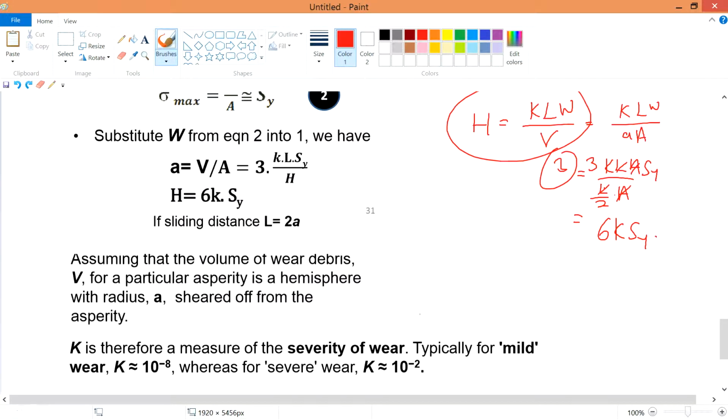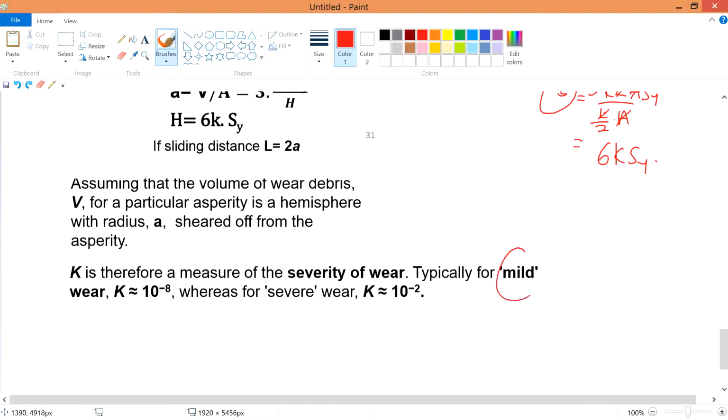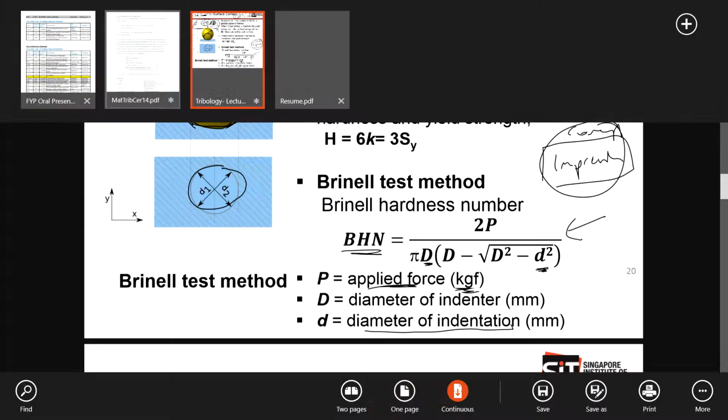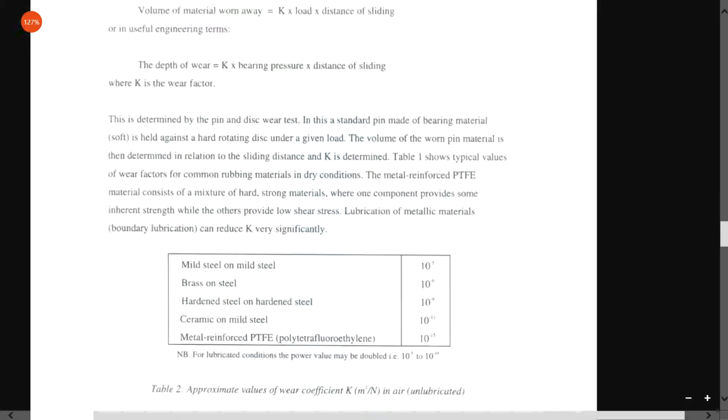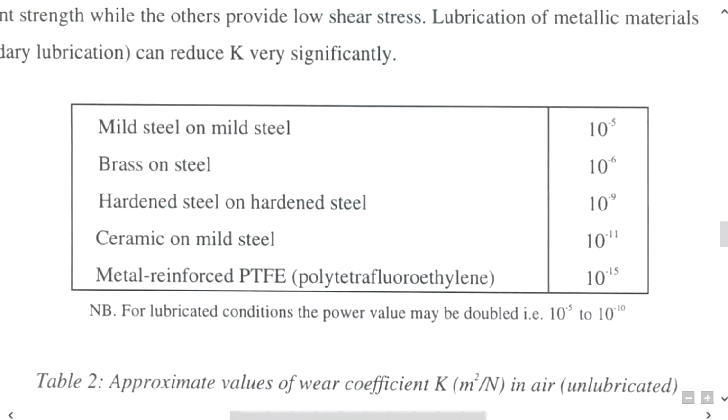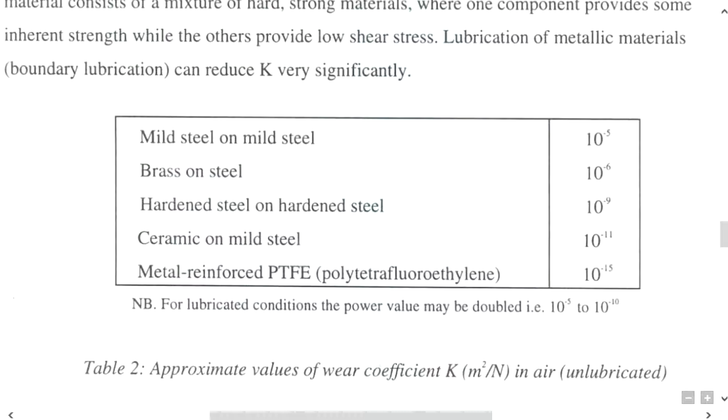All in all, what you should take note of is the K value, mild and severe. The question may tell you it is under a mild wear. If it's a mild wear, then you should know K equals this value. You should memorize it, I think. You never say you need to memorize, but in case you need to check it out, at least it's there. There are different values on there, for mild steel and different materials with different K values, so you can check it out if you're free.